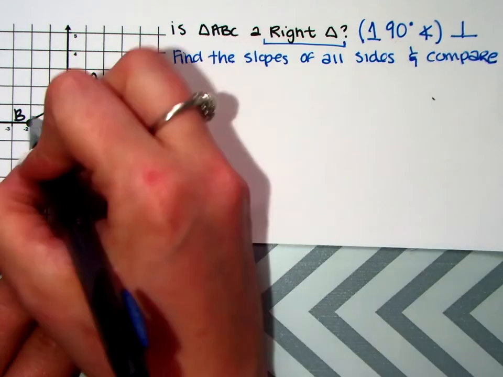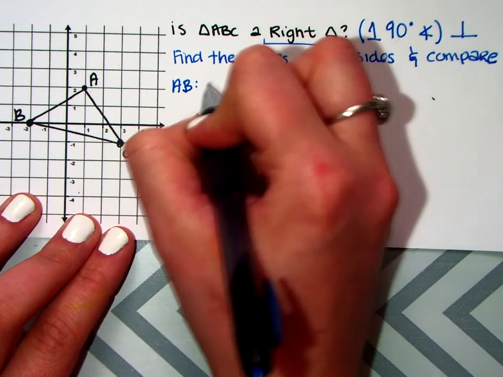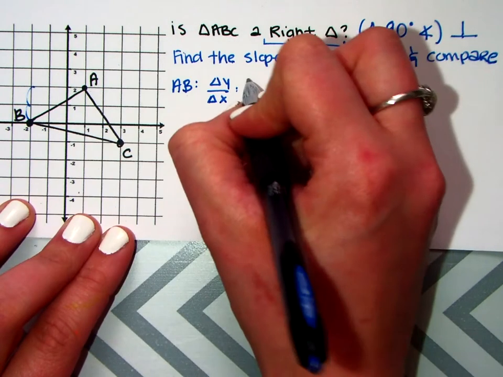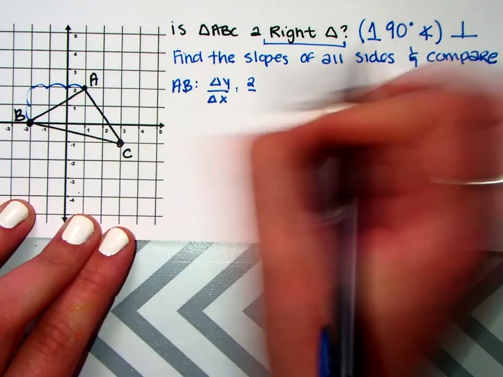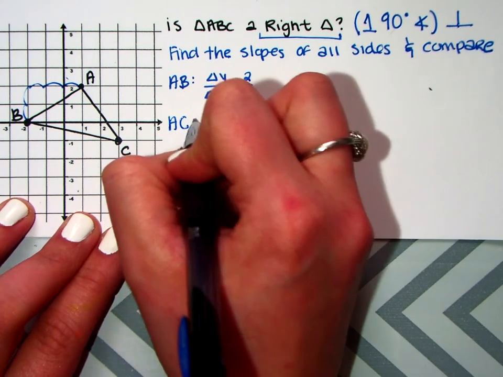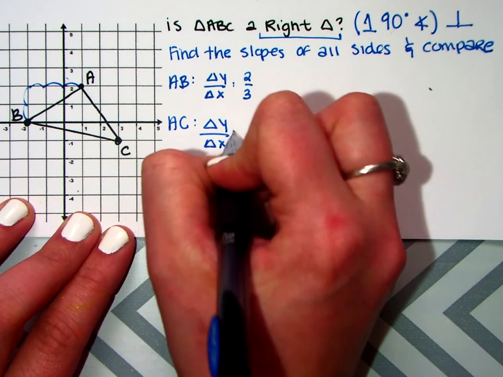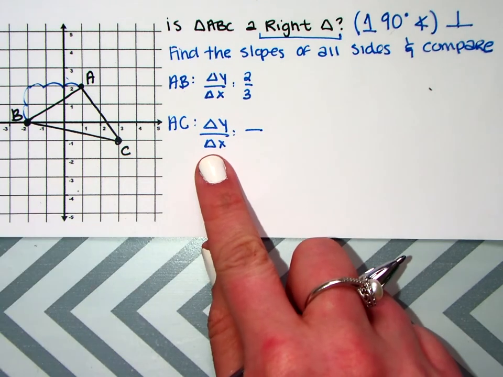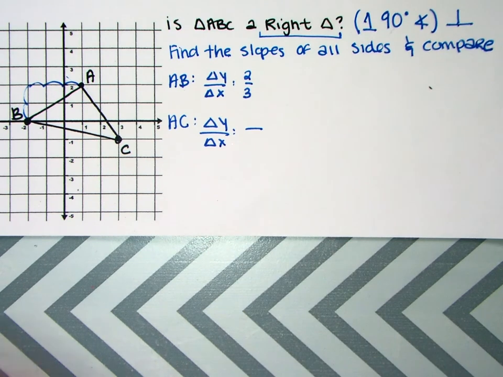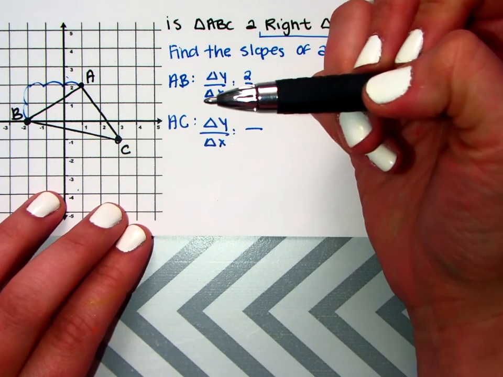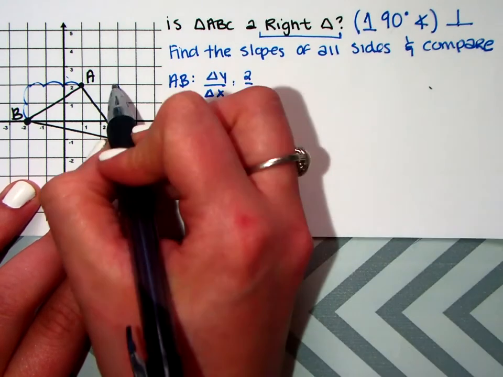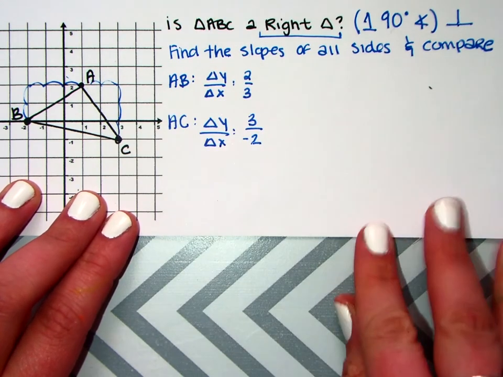So let's go ahead and start with AB. Remember, slope is change in y over change in x. So I'm going to count up 1, 2, and to the right 1, 2, 3, 2 over 3. Next I'm going to do AC, change in y over change in x. Remember, y on top. So I'm always going to start by counting in the y direction first. So up, 1, 2, 3. Left, 1, 2. So left is a negative direction.